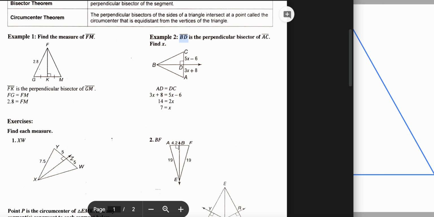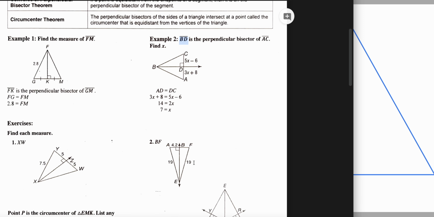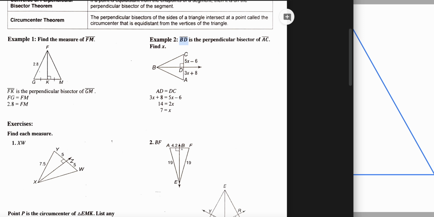And then for number two over here, this is exactly like example number two, right? We have a perpendicular line. The two sides are congruent. So because of that, we can also say that AB is congruent to BF. Right? So BF is going to be also 4.2.